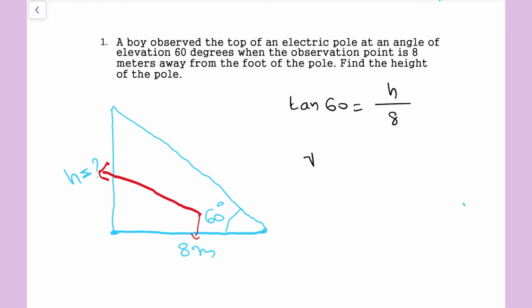Tan 60 is root 3, equals h by 8. Taking 8 to the left side, here it is division, if you take it to the other side it will become multiplication. So 8 into root 3 equals height. We are finding height, so units are a must. Here units are meters, so this will also be meters. So the height of the pole is 8 root 3 meters.